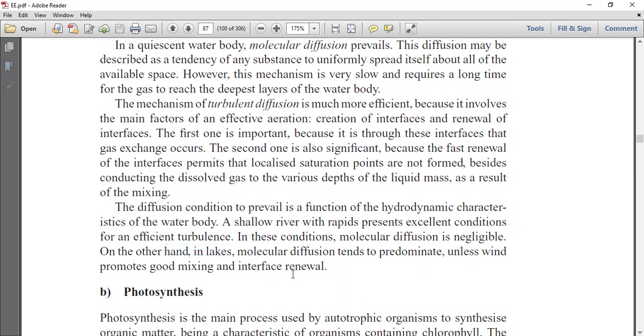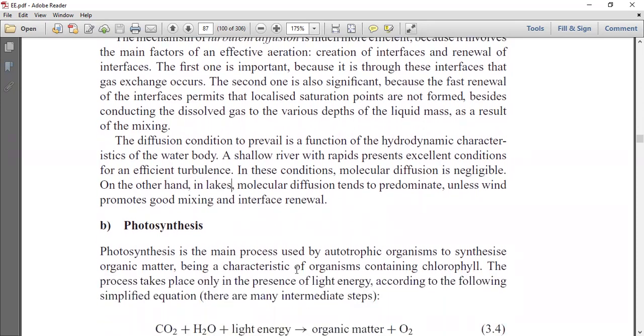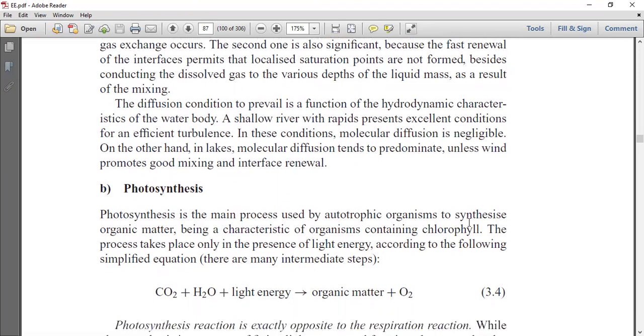The next is photosynthesis. Photosynthesis is the main process used by autotrophic organisms to synthesize organic matter, being characteristic of organisms containing chlorophyll. The process takes place only in the presence of light energy according to the following simplified equation: CO2 plus H2O plus light energy gives organic matter plus O2.